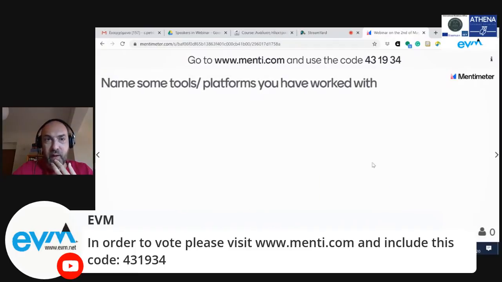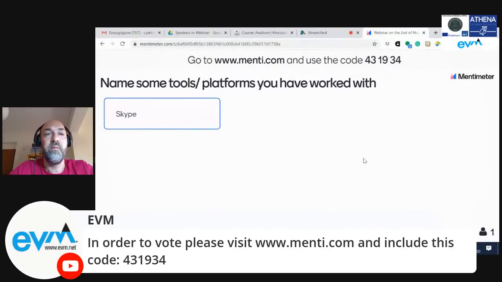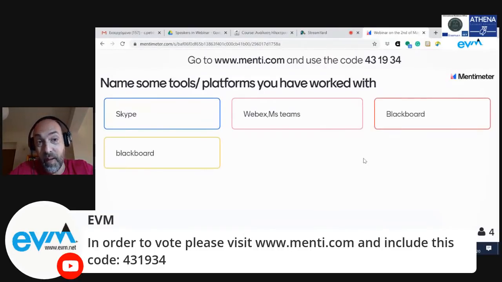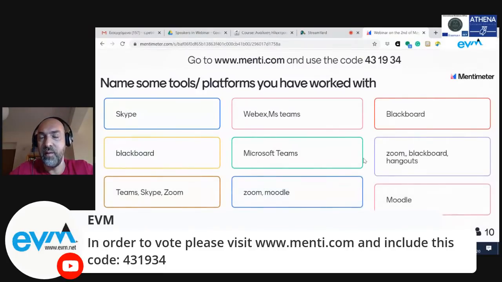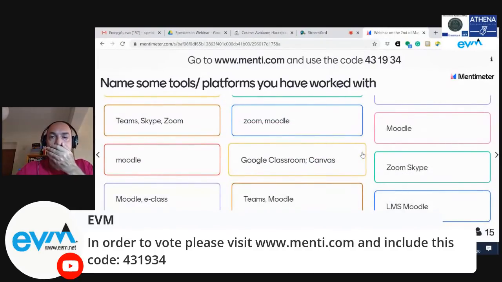So let's move to the other one. Name some tools, platforms you have worked with. We mean along your online teaching, what kind of technology you have used. You can say Moodle, you can say Zoom, you can say Skype, WebEx, Teams. Blackboard is also used to be one of the first tools along the online teaching. Google Classroom.